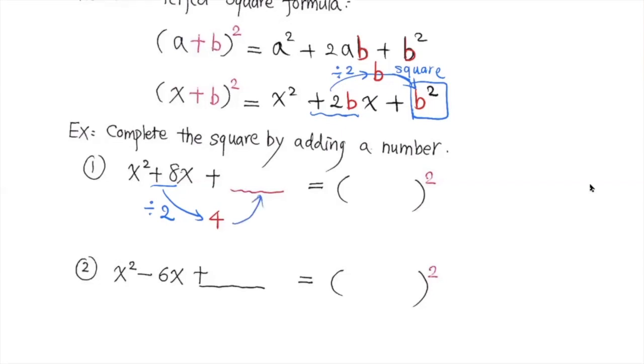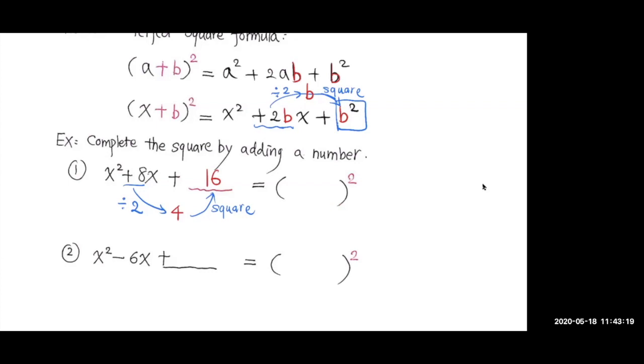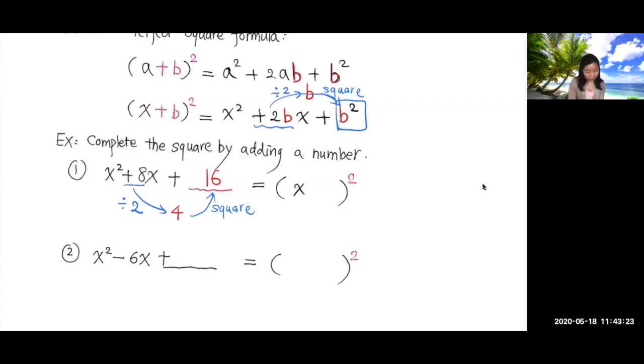Then we square it and put it there. What's the square of 4? 16. If I add the number 16 here, these three terms are going to make a perfect square, because we follow this pattern. What perfect square should I put down here? X plus 4. Remember, this is x plus b, and the b is this one right here. So it is x plus 4 perfect square. You see that?